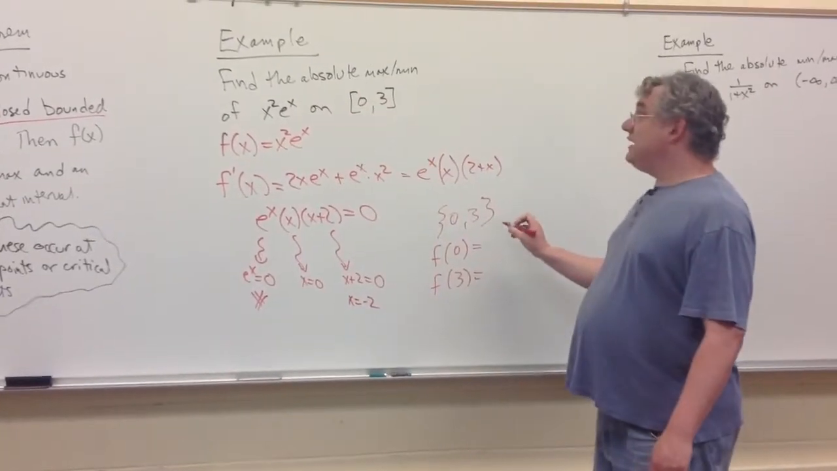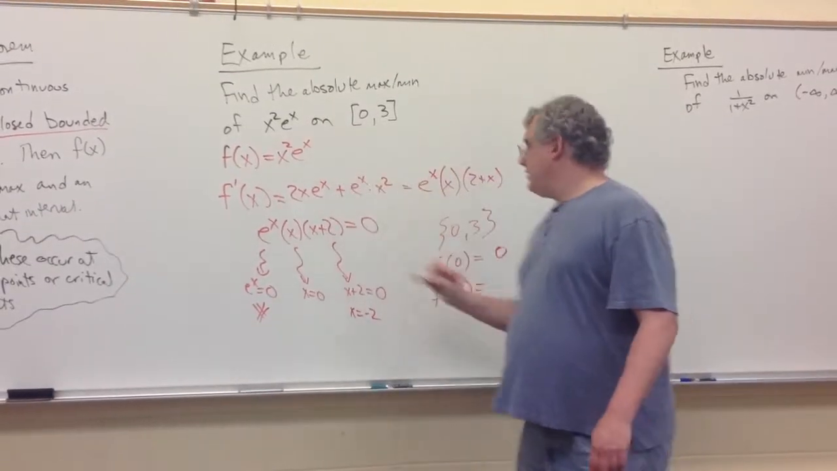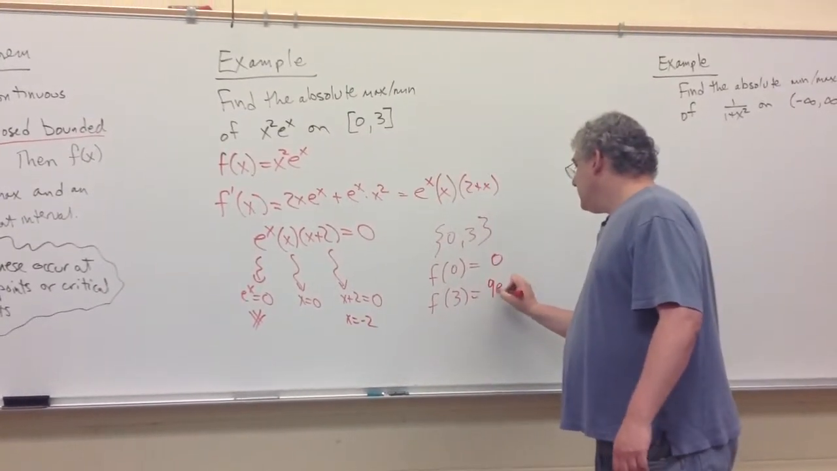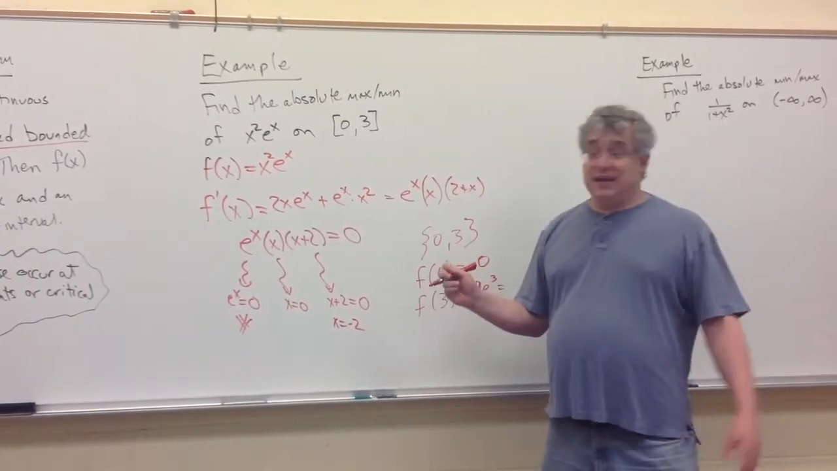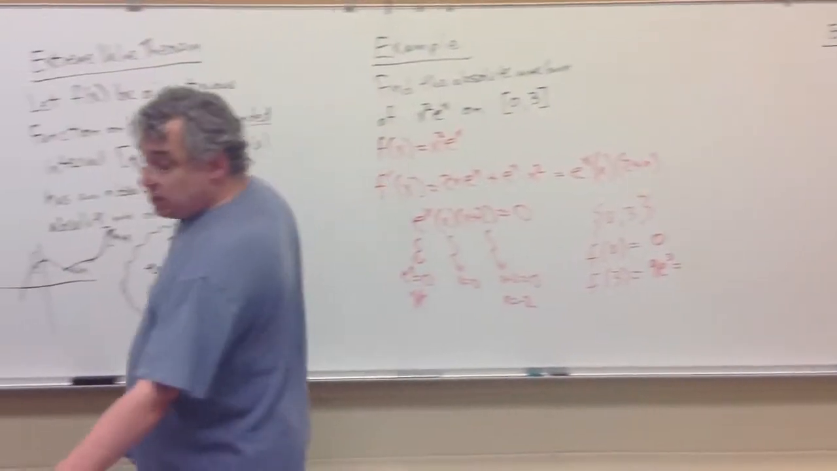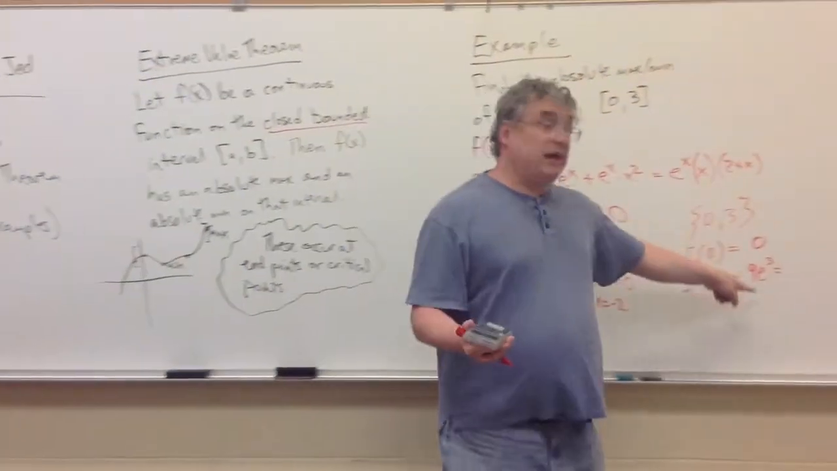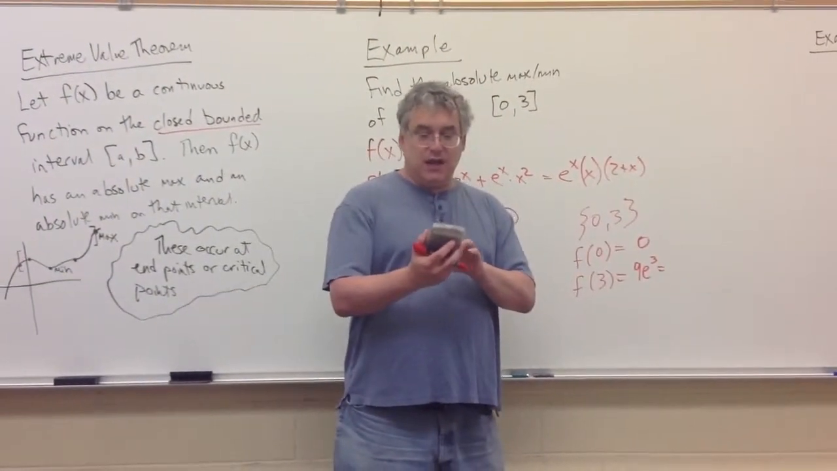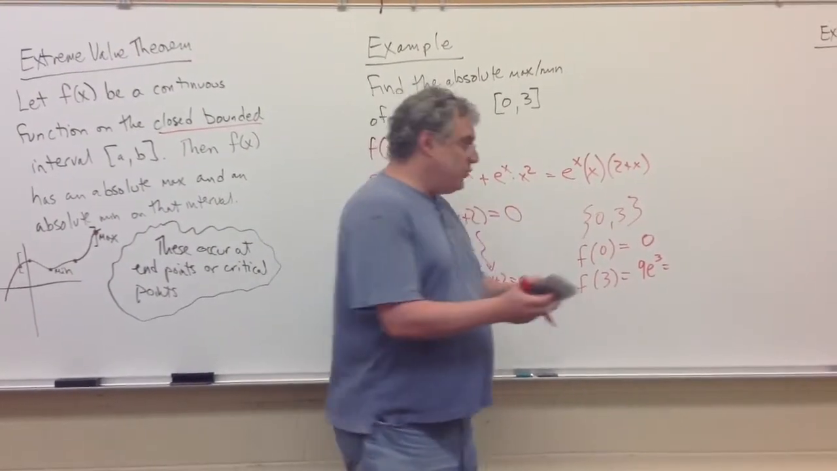If I plug 0 in there, I get 0 squared times, well, I'll get 0. If I plug 3 in, I get 3 squared, e to the 3. I don't actually even have to calculate this out. I'm going to, but I don't need to know what that is in a decimal. Why? Because this is 0 and this is positive. But let me try that out. 9 e to the third, 180 point something.